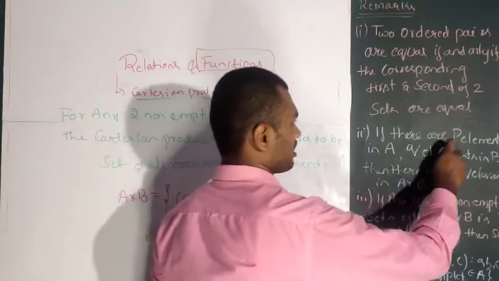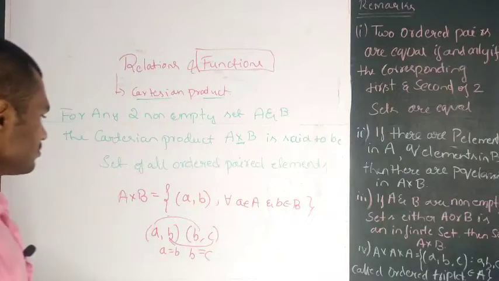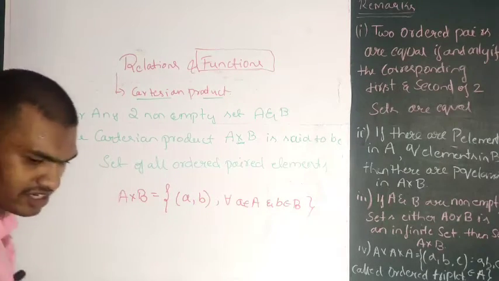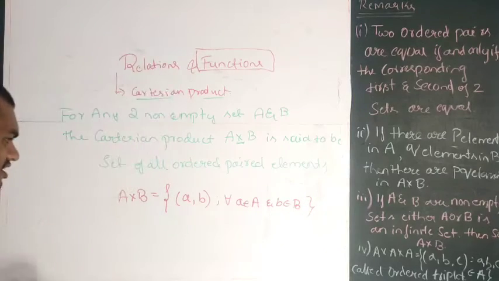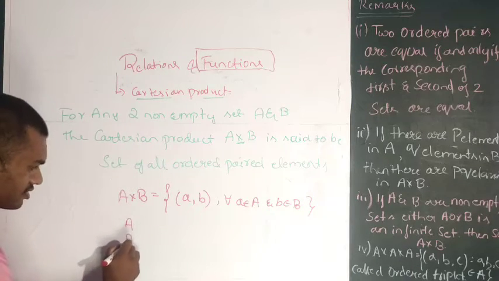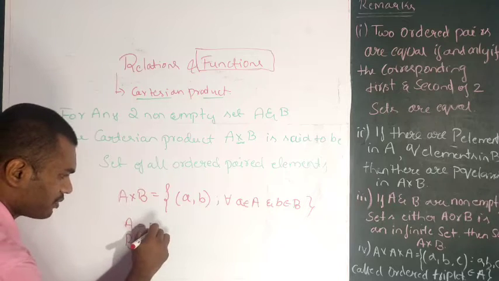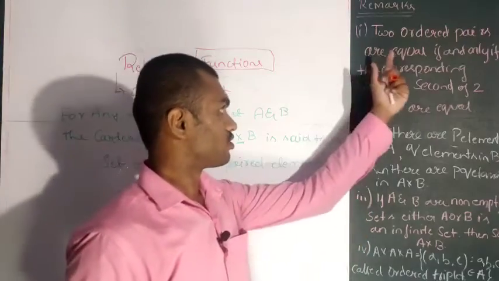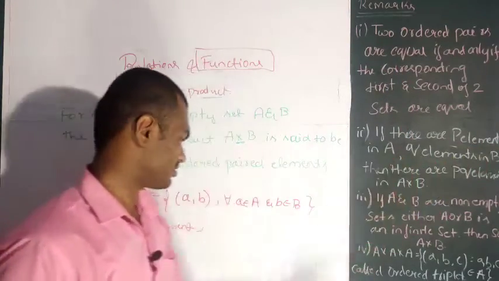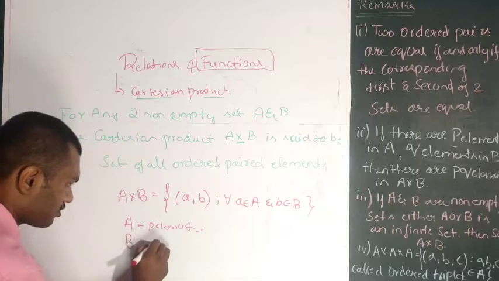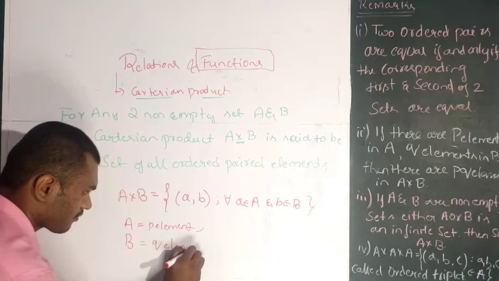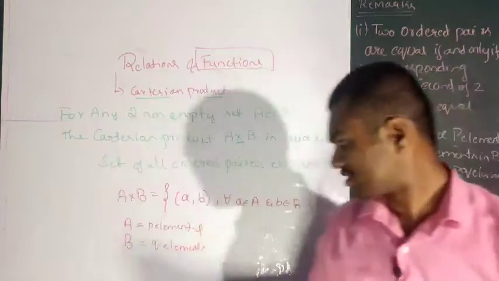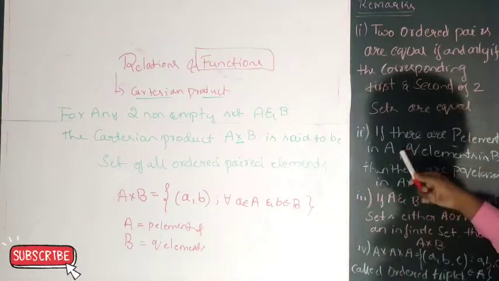If there are P elements in set A, here we have Cartesian product, right? So if a Cartesian product is there, it means there should be two non-empty sets, set A and set B. Suppose in set A we have P elements. That is what they are saying, right? Similarly in B, Q elements. So in set A we have P elements, in set B we have Q elements.